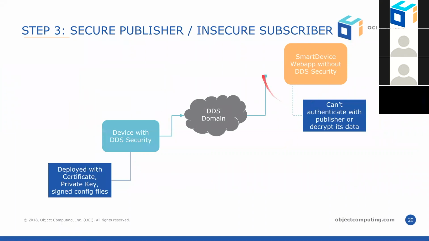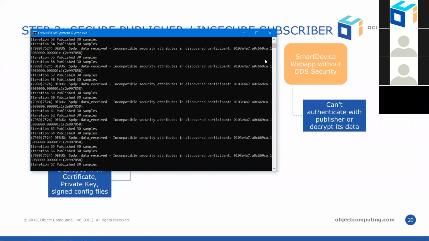Because this subscriber can't authenticate with the publisher, and even if this publisher was otherwise sitting here publishing on the network, it's encrypting that data with a key that this subscriber doesn't know. So there's no way for this subscriber to get the data that's being sent. Okay, I'm gonna close those.